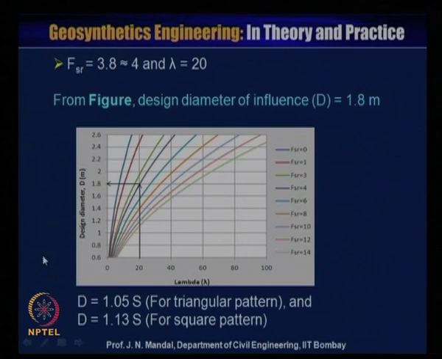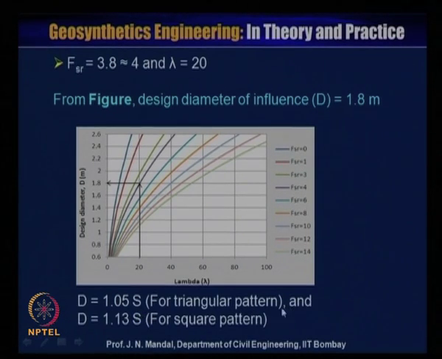Now, if you know D, then you know the correlation between D and the spacing S: for a triangular pattern, D is equal to 1.05 S, and for a square pattern, D is equal to 1.13 S. So you can put in this value of D and calculate the spacing for the triangular pattern and the spacing for the square pattern. So you know how to design that. Ultimately, we have to design the spacing between two prefabricated vertical drains, whether it is a triangular spacing or a square pattern.